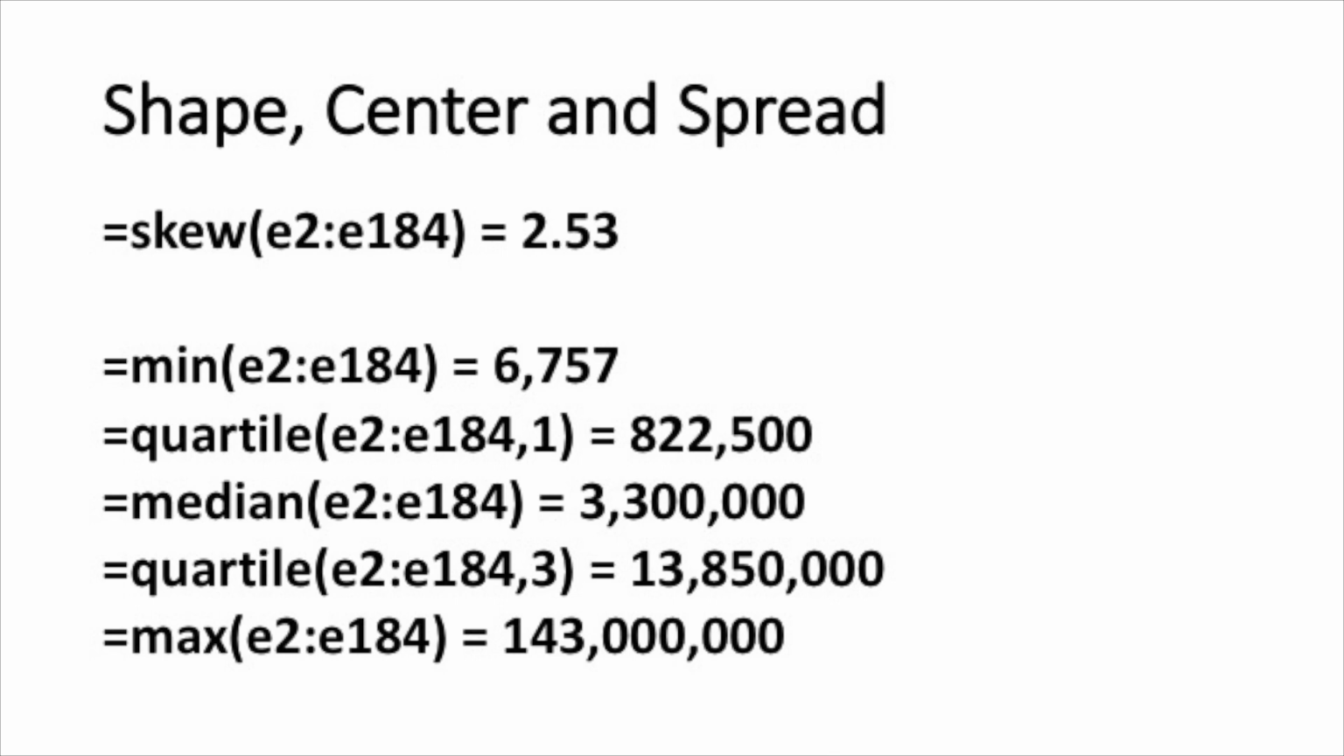Then to find the third quartile in Excel, we use the formula =QUARTILE(E2:E184,3). And that's telling Excel it's the third quartile. And that equals 13.9 million followers. And then finally, for the maximum, the formula is =MAX(E2:E184). And we find in Excel that that's 143 million followers.